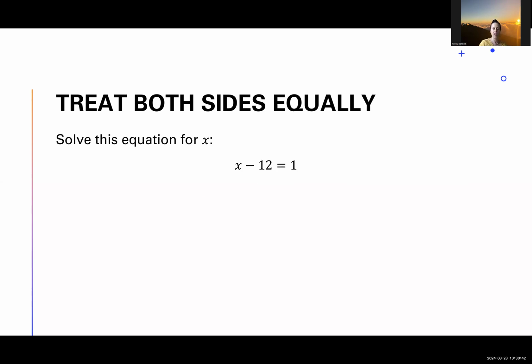Here's another example, x minus 12 equals 1. So we need to isolate x by adding 12. Since 12 has been taken away from x in the original equation, we need to undo that by adding 12. And we need to do it to both sides. This will cancel out the 12s with the x, and we're left with x equals 13.